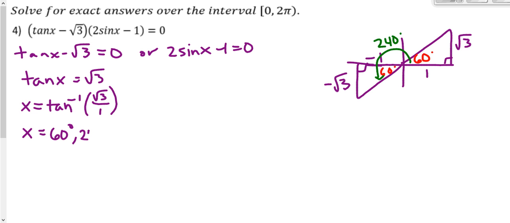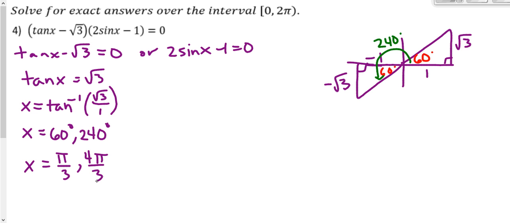But we need to convert those to radians. So we have pi over 3, and we have, what's 240, remember? 4 sets of 60, so 4 times pi over 3, so 4 pi over 3. Now the problem's half done. Don't forget we still have the other equation to finish.